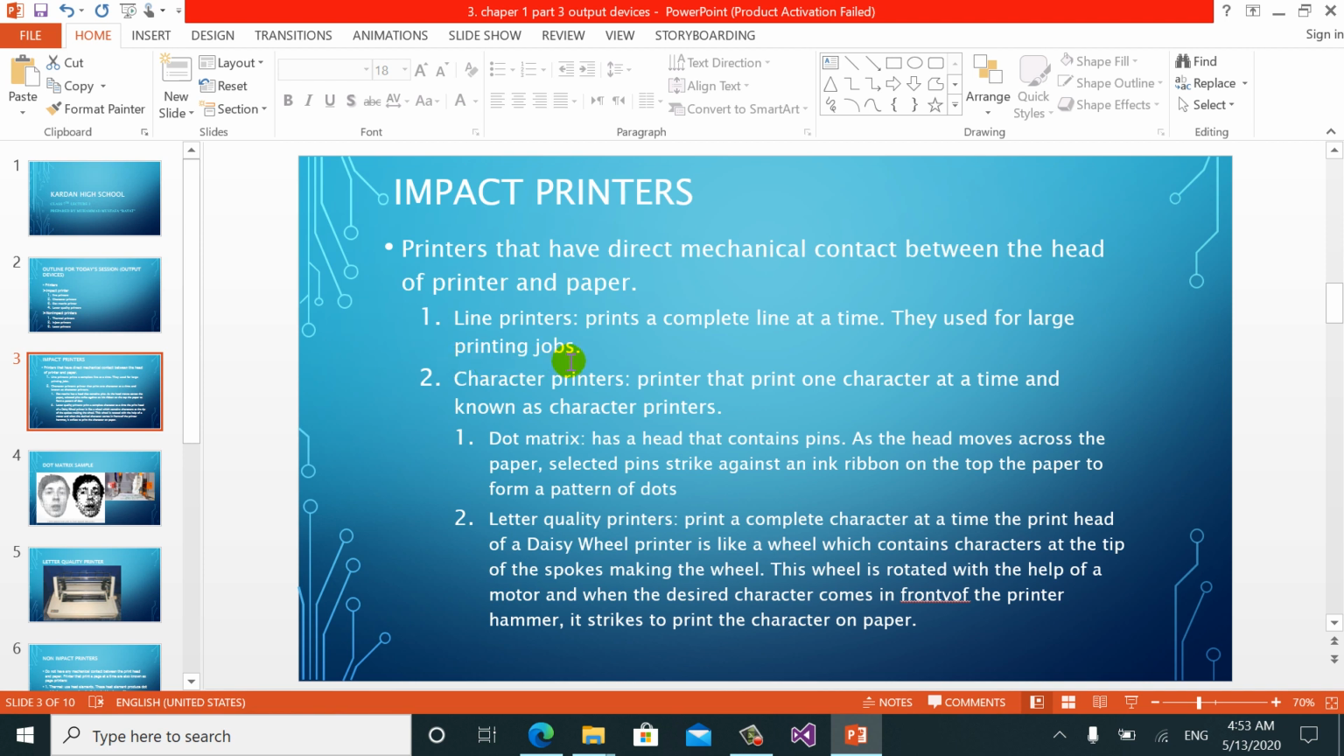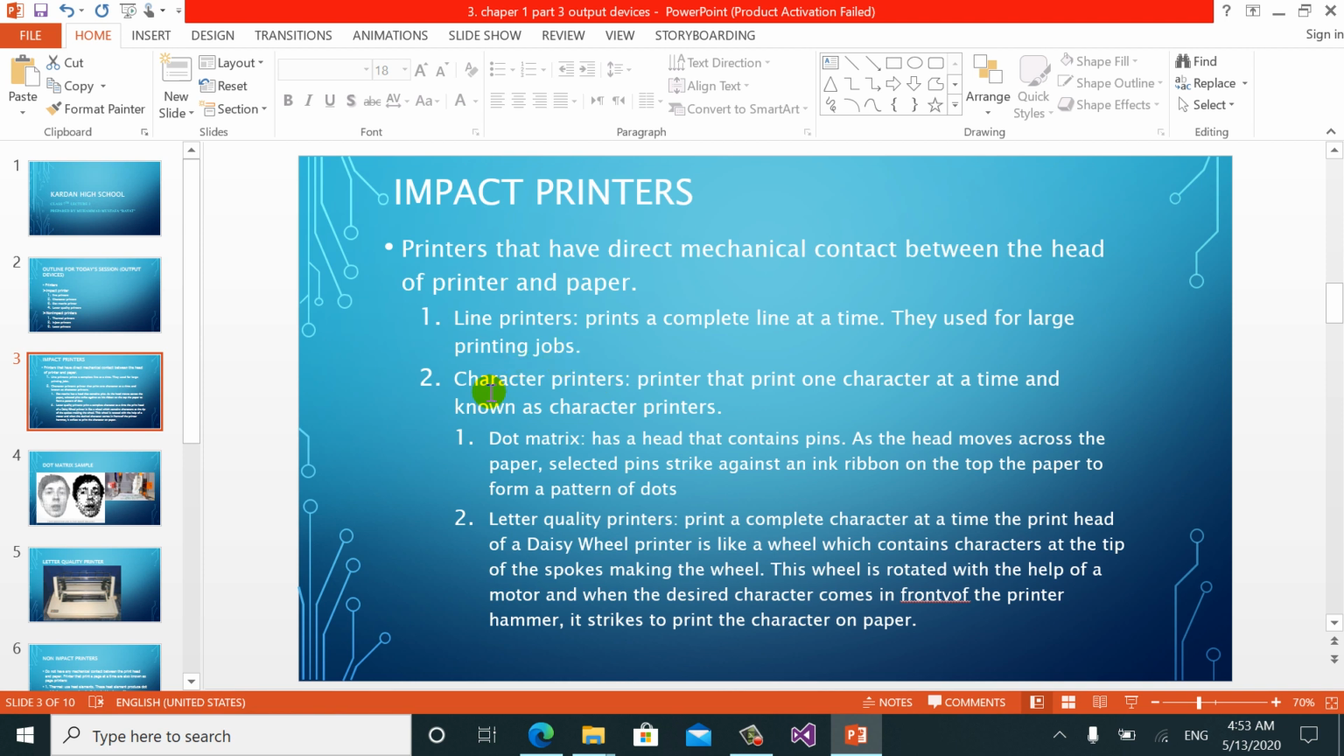Also, it makes lots of sound because they are line printers. In line printers, it completely prints one line at a time. The head of the printer prints one line, and when it's finished, it starts the second line. When that's finished, it starts the third line, fourth, fifth, like this.